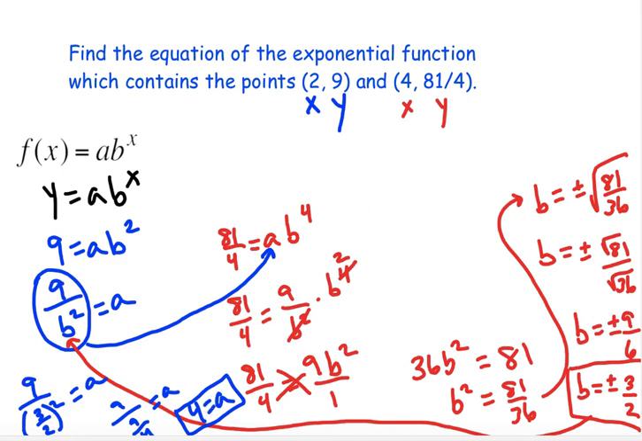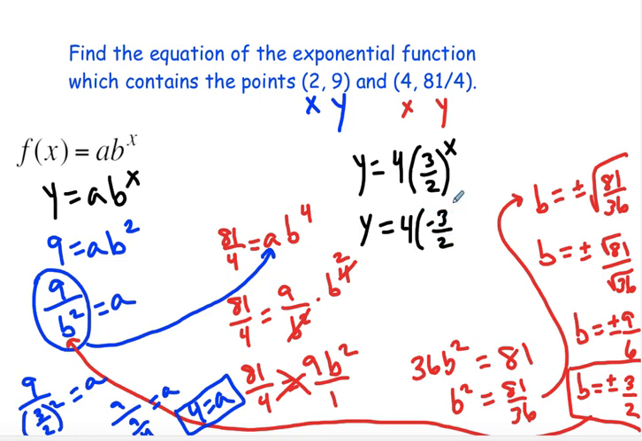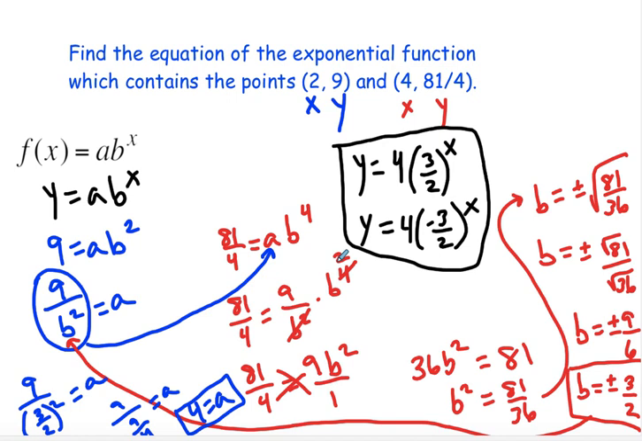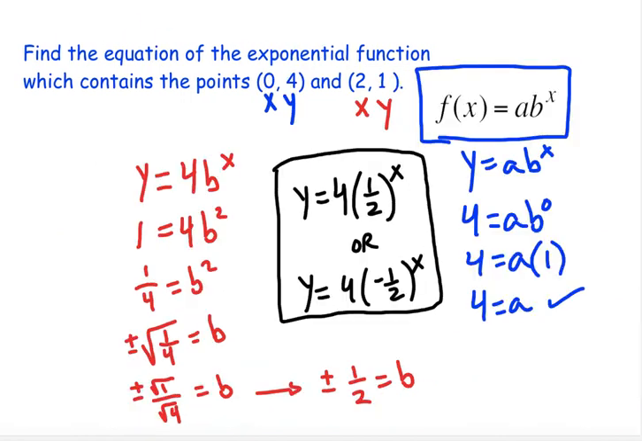So then we can write our equation. Y equals 4, and then b can either be positive 3/2 or it could be negative 3/2 to the x. So either one of those would be okay. So this one was a little bit more intense. We had to use substitution. The previous problem was way easier because I had this point right here. Anytime you have 0 comma a number, it's going to be so much easier because b to 0 is 1. You're going to automatically get a right away.